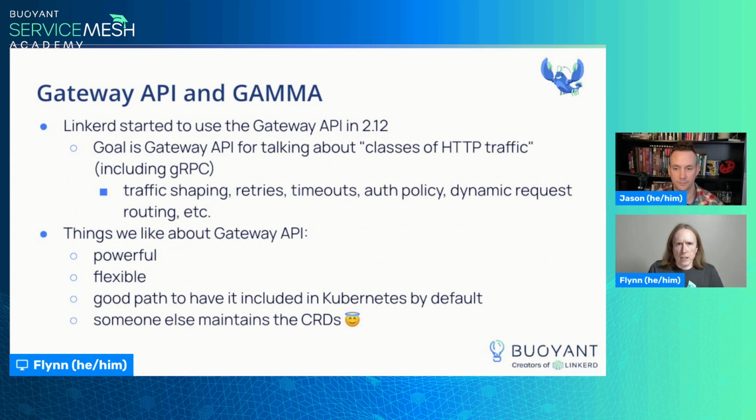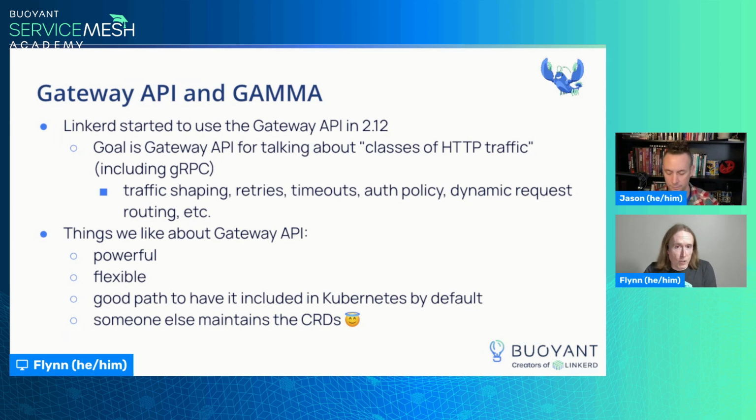Things that we like in the Gateway API: it is powerful, it's flexible, there's a good path to having it just included in Kubernetes by default. We also like the fact that Linkerd doesn't have to maintain all the CRDs all by ourselves. It will be nice to have more things within Linkerd that you can express using standard resources rather than having to learn the Linkerd custom resources.